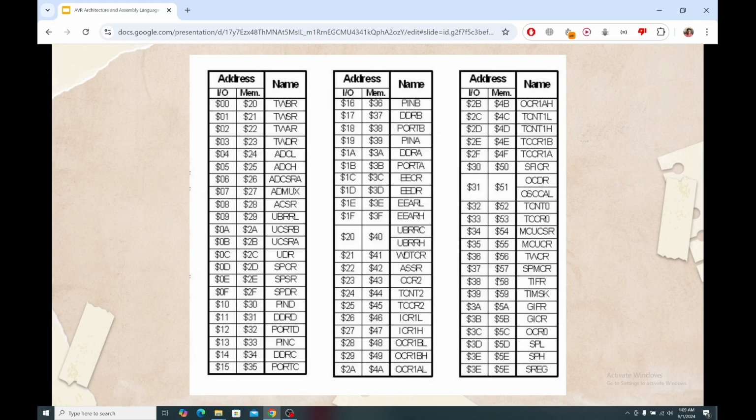An important thing to notice here is that the IO address starts from 00. Here you can see the first address of the TWBR register is 00 and the memory address is 20. In the in and out instructions, the IO address is indicated. That means we are accessing the IO address, not the actual memory address.